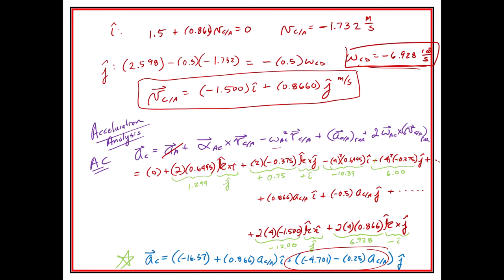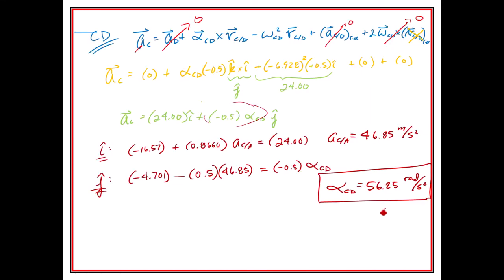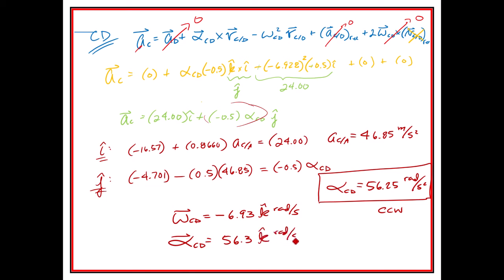Well, actually, we should say that this is counterclockwise, or we could rewrite it. We did all that work, why not get some credit for it? 6.93 k radians per second, and alpha CD as a vector is 56.3 k radians per second squared, and that's a complete answer.